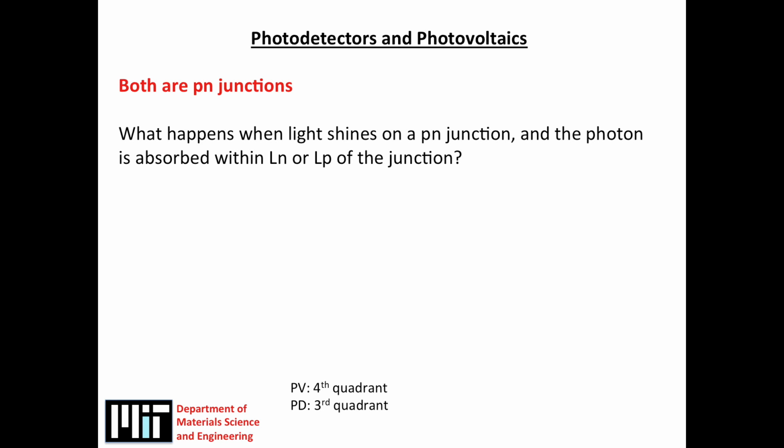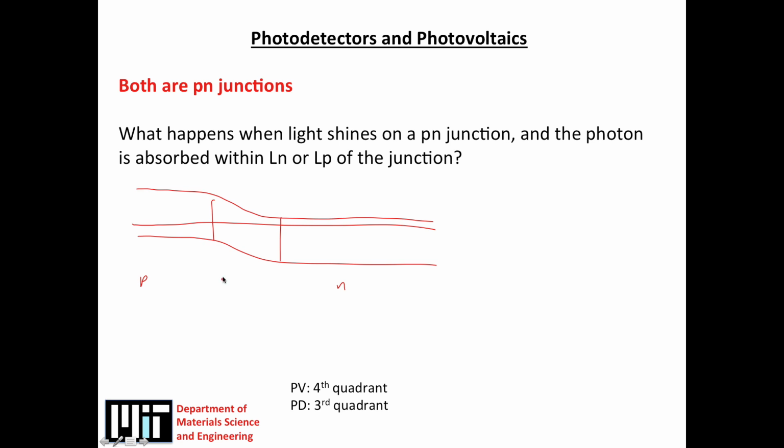Now let's look at photodetectors and photovoltaics. Both of these devices are p-n junctions, and to understand what happens, we need to look at what happens when light shines onto a p-n junction. Let's draw out a p-n junction. We can draw an unbiased one. I'll put the p side and the n side, and we can identify the depletion region in the center.